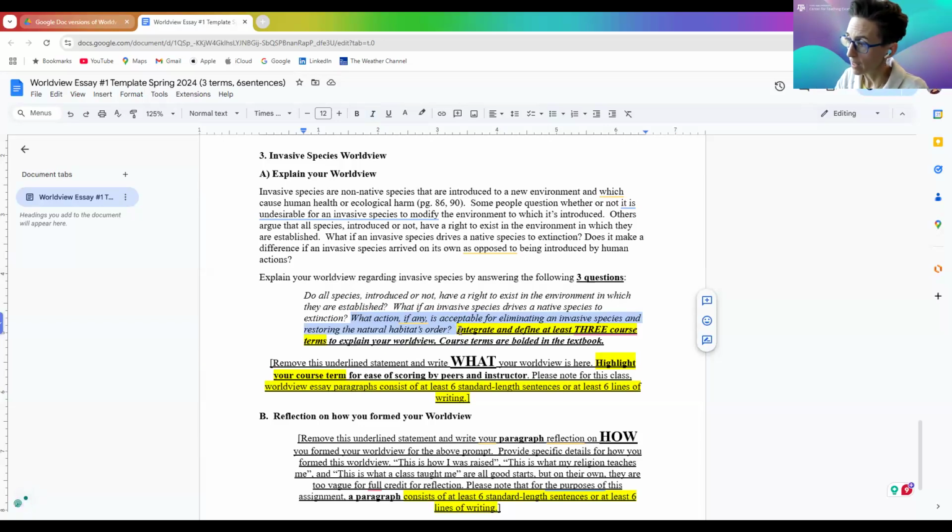So you'll see I say integrate and define 3 course terms and explain your worldview. Course terms should be bolded. So here you'll remove this section right here. It says remove this underlined statement and write what your worldview is. You answer those questions and you include 3 course terms. You highlight them, you define them, and you have at least 6 standard lengths of sentence or 6 lines of text that explain what your worldview is. Let's just stop there. Does anyone have any questions about this?